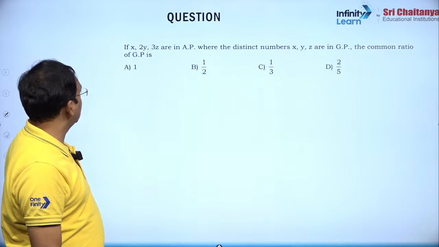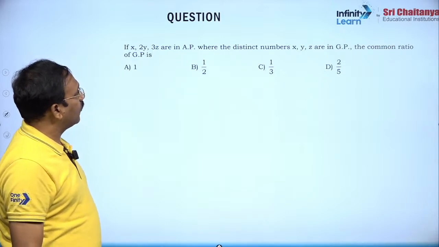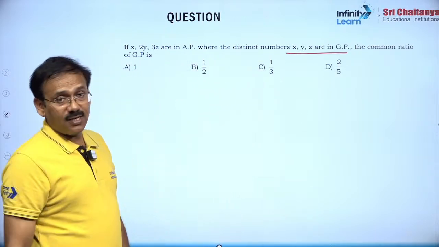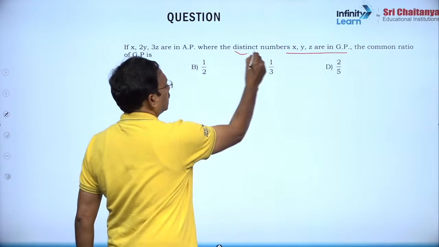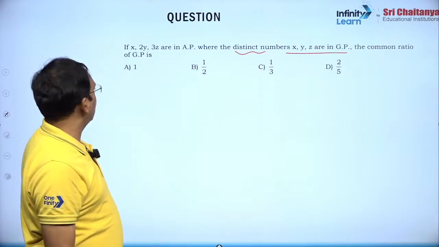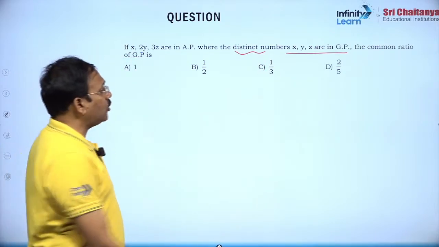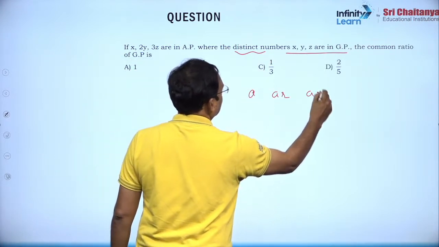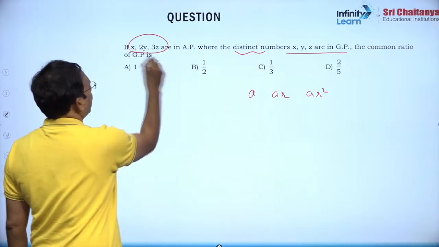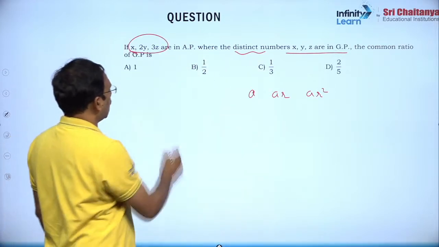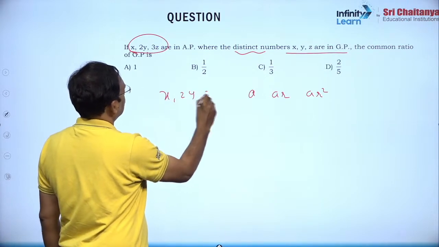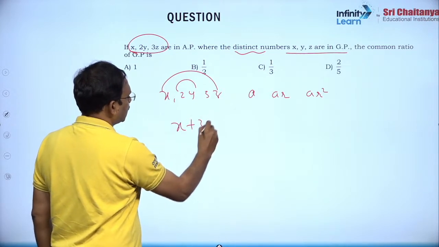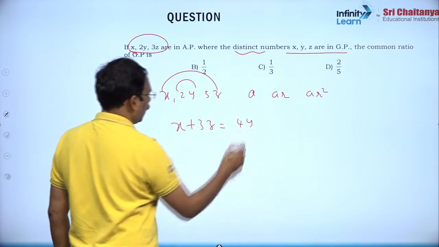Next, x, y, z are in AP where the distinct numbers x, y, z are in GP. What is the common ratio of the GP? Why don't you take x, y, z as A, AR, AR square, these are in GP, whereas he has given these 3 numbers are in AP. What are they? X, 2y, 3z. So that means x plus 3z is equal to 4y.